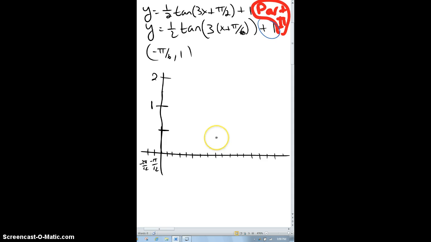So at -pi/6, which is this guy, or -2pi/12, I'm up at 1. So I'm going to put a dot there. At -pi/12, I'm at 1 1/2. So I'm right there. I'm just going through my points. The next one was 0, and at 0 I'm undefined.